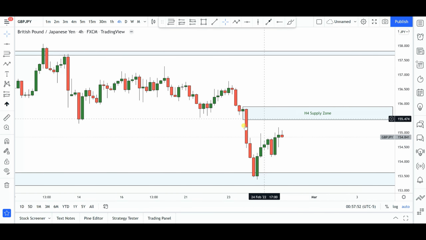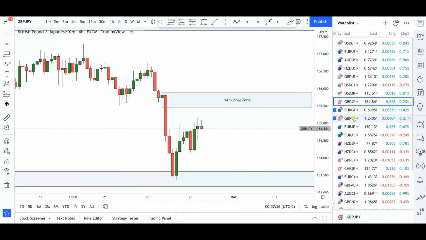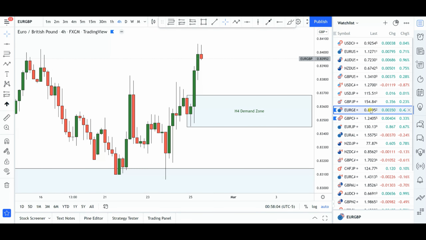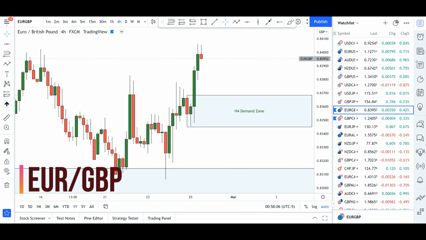Okay, that's pretty much what I can see right now in British pounds and Japanese yen. Now we have two cross pairs that are looking nice in my opinion. I actually called out both of them last week, and they're actually behaving as anticipated. So the first is going to be euro pounds.